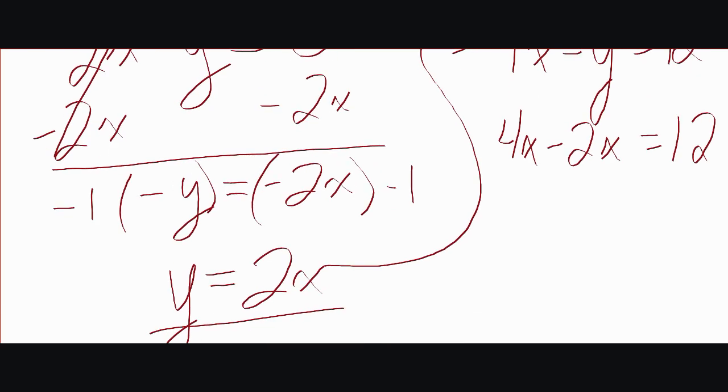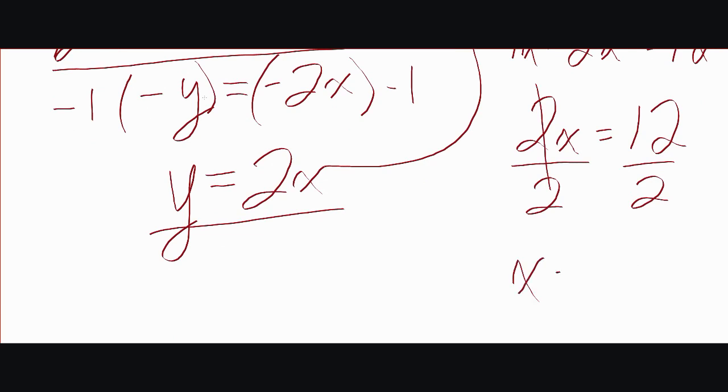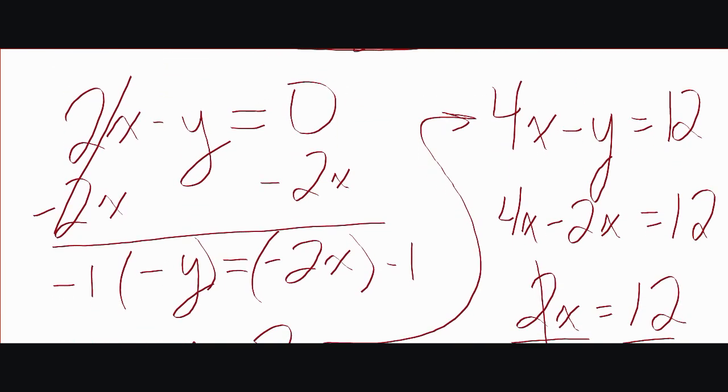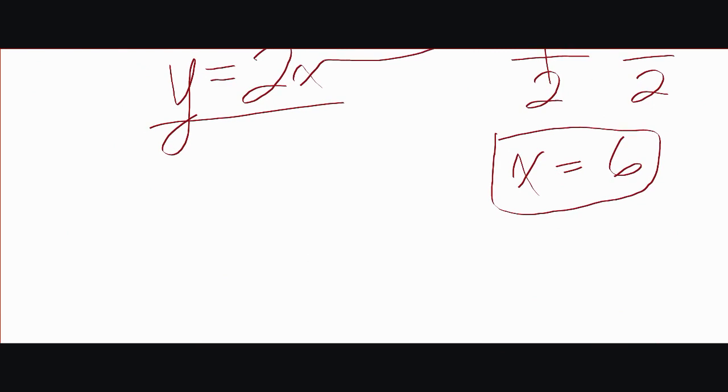4x minus 2x is, well, 2x, which is equal to 12. I can divide both sides by 2. And finally, I have x is equal to 6. So I found a numerical value for x, which I can now use to plug into either equation to solve for y. Remember, to start substitution, you pick one equation, and then you must plug into the other equation. Then once you find a numerical value for one of the variables, you can plug into either one, whichever one makes your life the easiest.